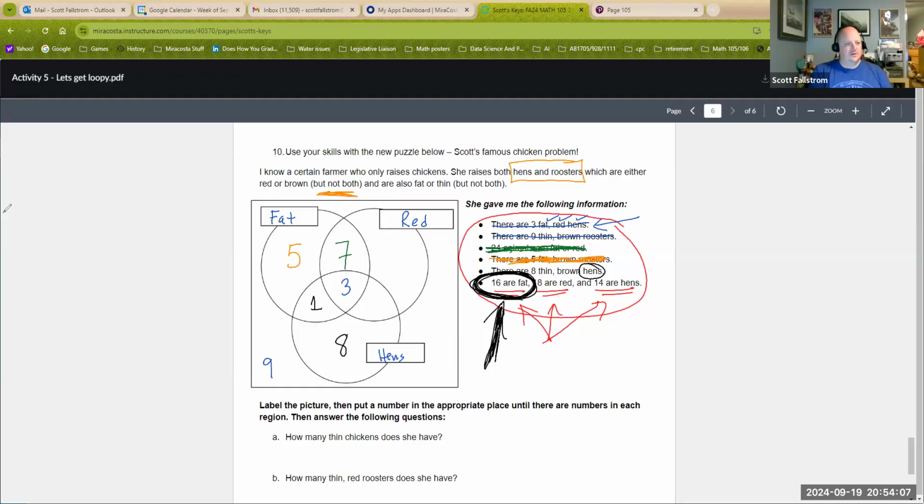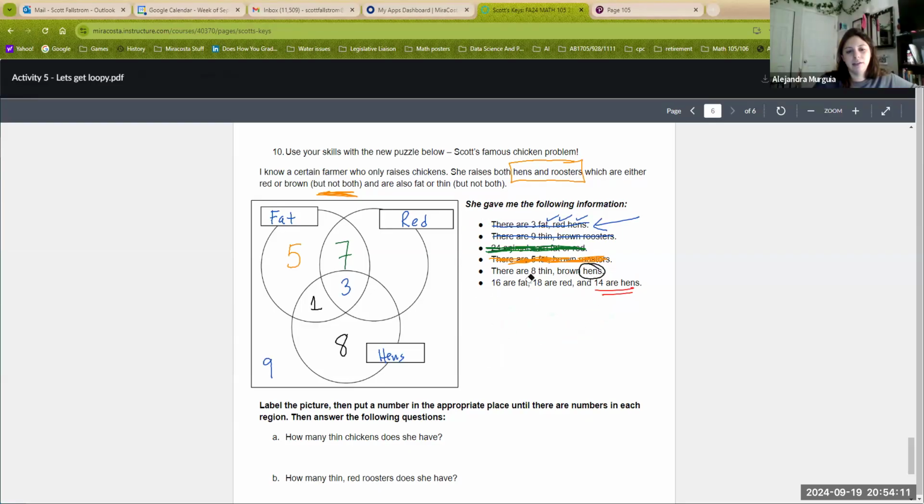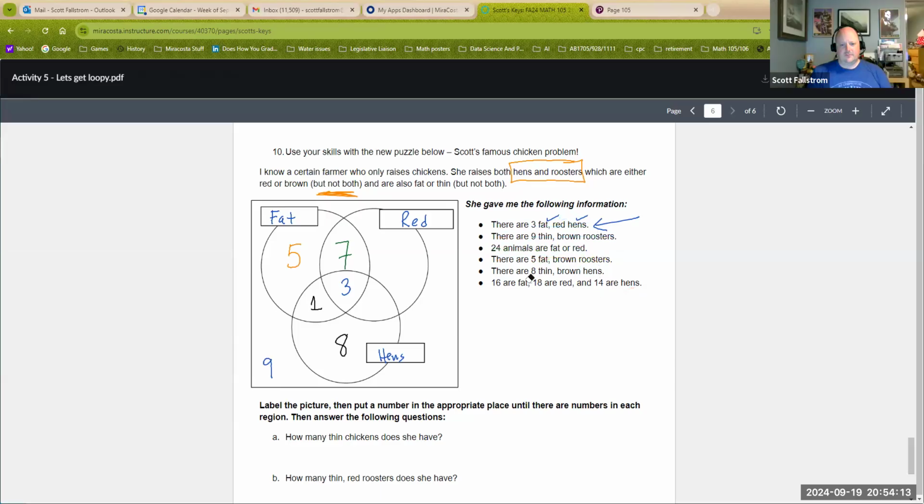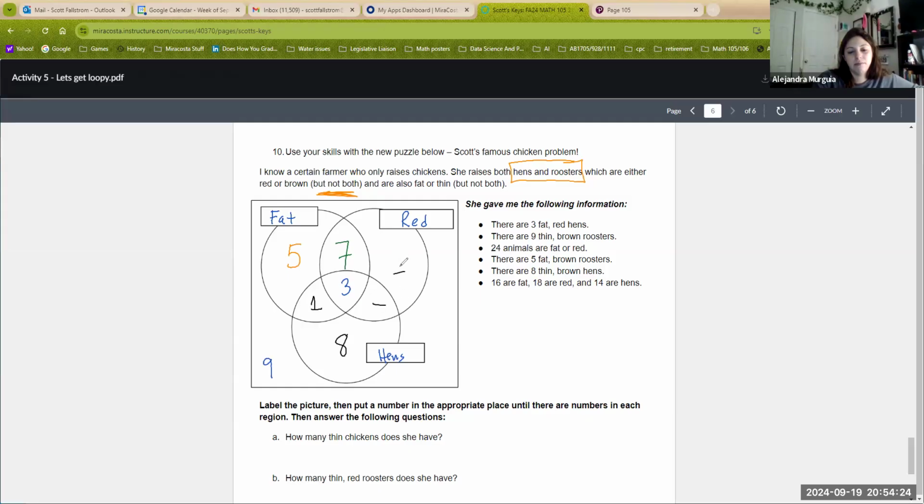The next clue is, what's our next clue? 18 are red. Okay. Alex, you want to take this one? 7 plus 3. Well, okay. The red is both of these pieces are needed. So let's skip that one, 18 are red, because then we got a lot of options. There could be so many different numbers between them.